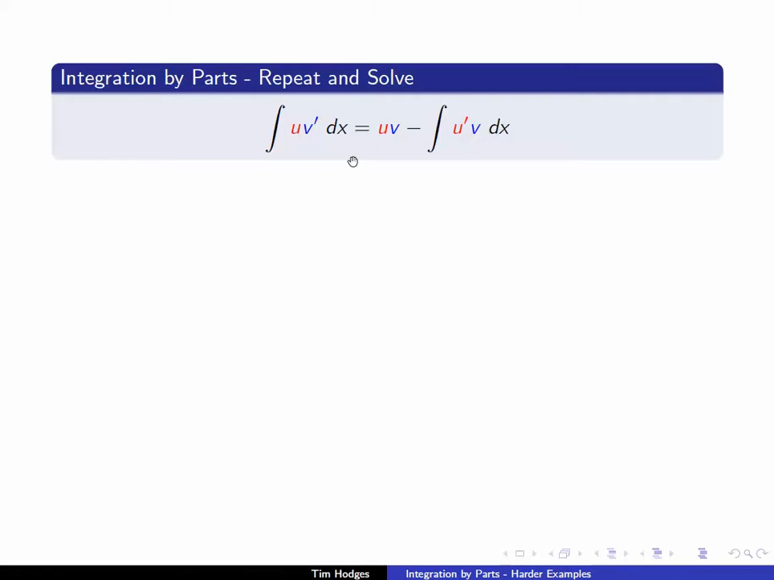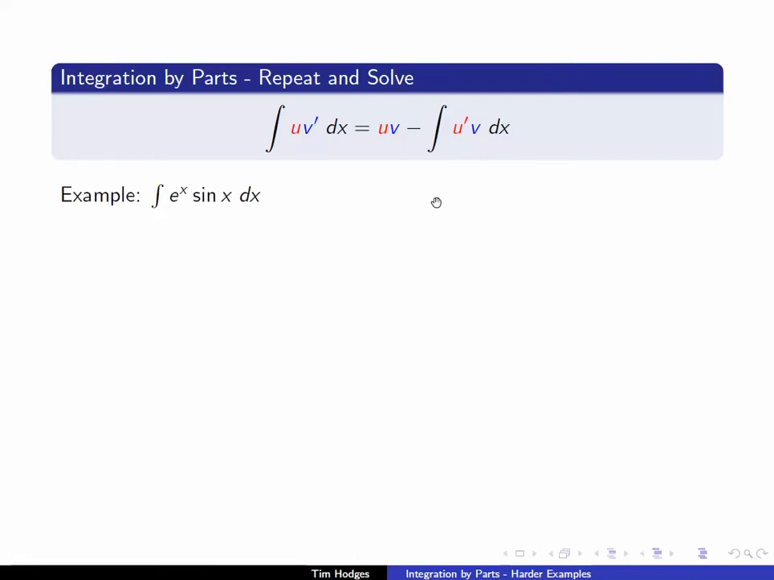In our first video on integration by parts, we looked at a couple of fairly straightforward applications of the integration by parts formula. In this video, we'll look at a couple of more sophisticated ways of using this formula. So recall that the formula is the integral of u v prime dx equals uv minus the integral of u prime v dx.